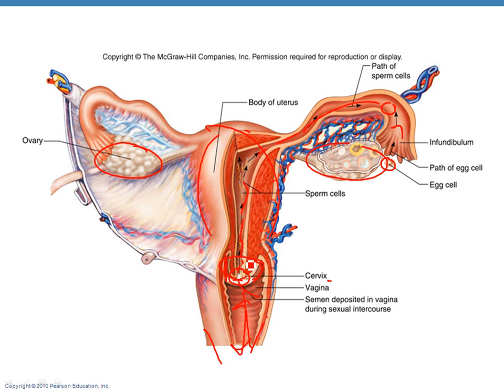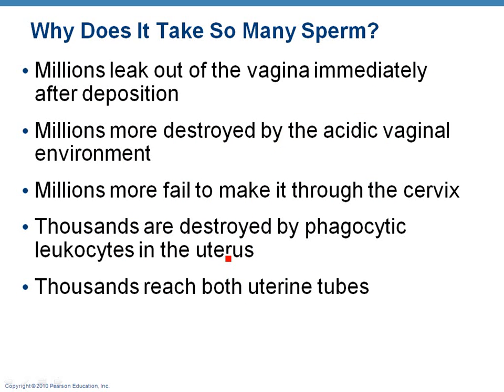This little area around the cervix is called the fornix. It doesn't go anywhere. So sometimes the sperm, they lose their way, and they don't even make it up to the right spot. That's why it takes so many. Why does it take so many sperm? Right after coitus, right after sex, millions leave the vagina. They just leak right back out. Inside the vagina, it has a very acidic or low pH that will destroy the sperm. So they're basically killed by the acidic environment of the vagina.